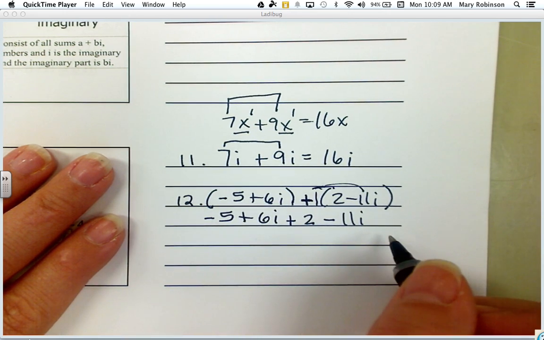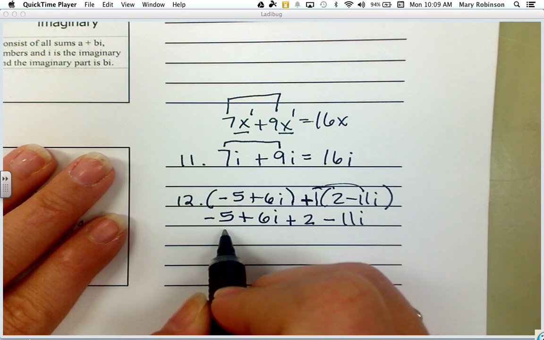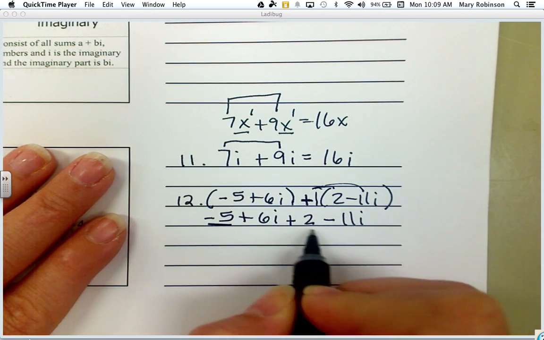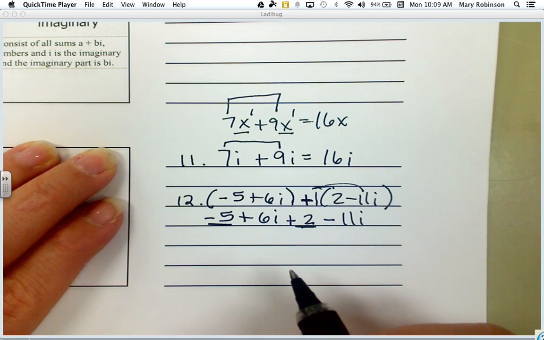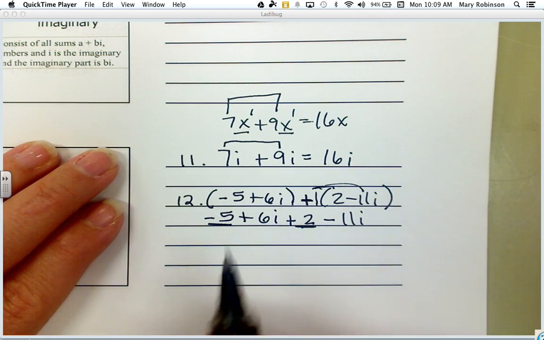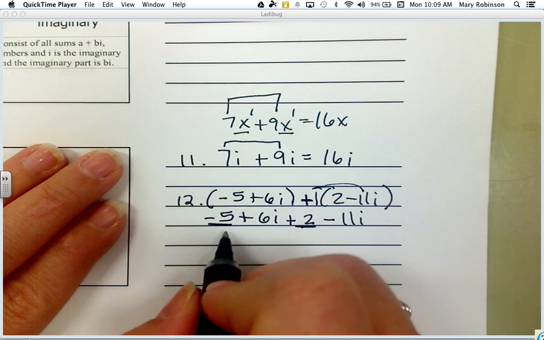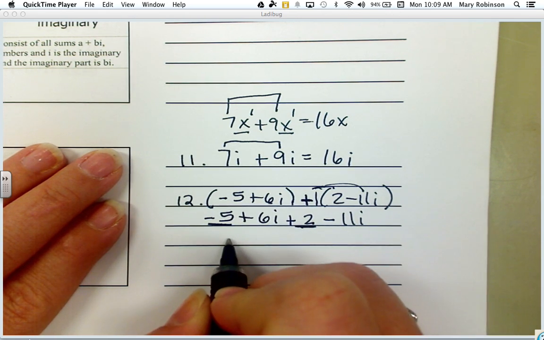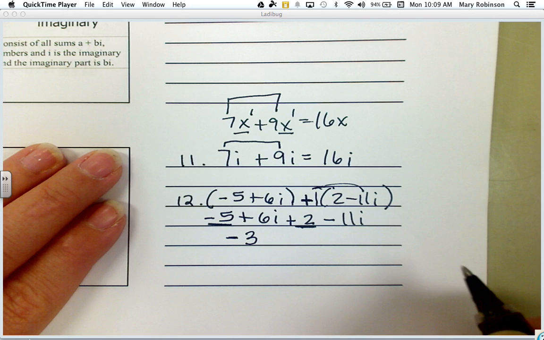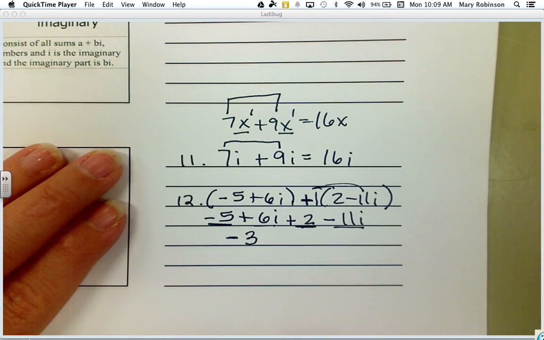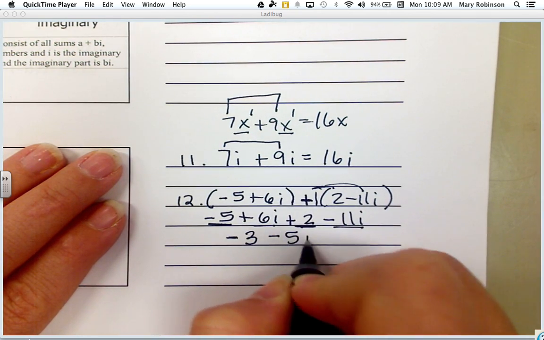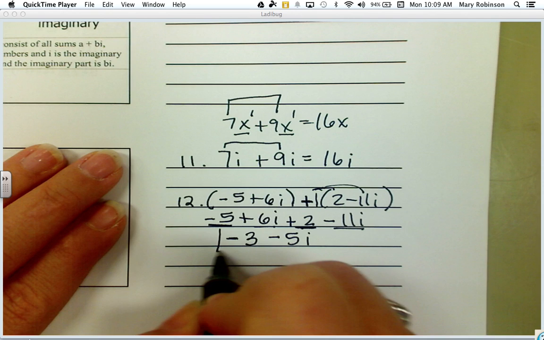Then we just want to identify any like terms, so we would want to combine our constants here. And let's remember that in a complex number in the form a plus bi to always list our real parts first. So combine negative 5 with 2 and you get negative 3. Then combine our 6i with negative 11i. 6 minus 11 would give us negative 5i. And that would be our answer.